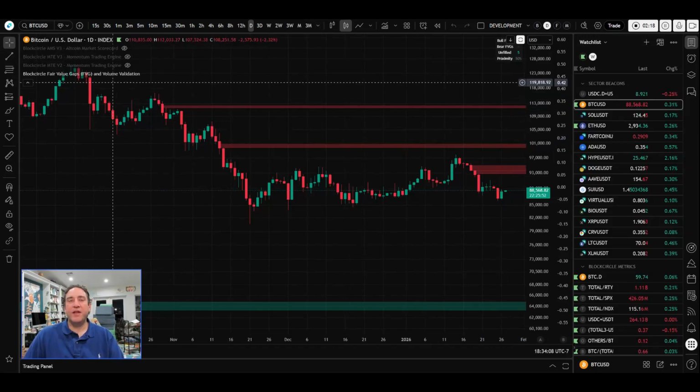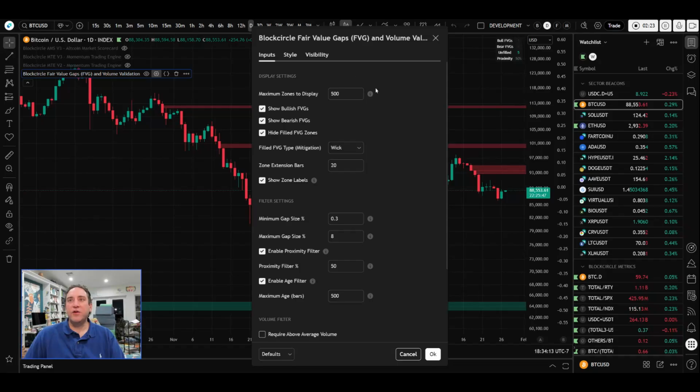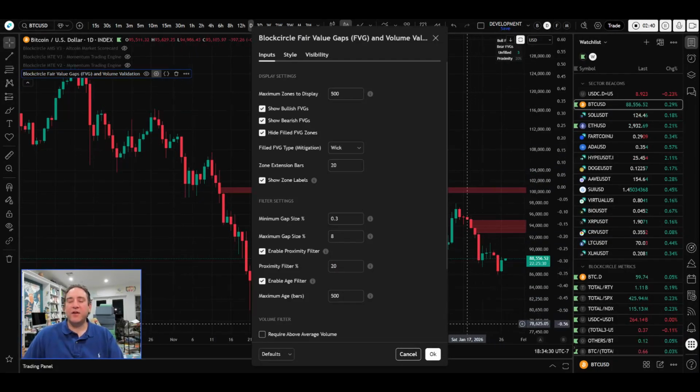But you would configure this how you want. For example, you would just double click it and go to your proximity settings, and then be able to say whether you want it to only look at 30% proximity instead of 50%, or only 20%. What that will do is automatically disqualify the 65K level as a bullish fair value gap, because it's outside of the acceptable bounds and threshold that we've set. So let's switch it back to 50.